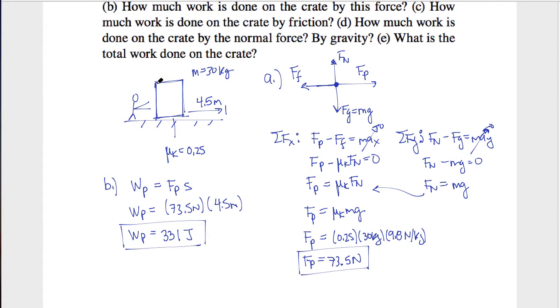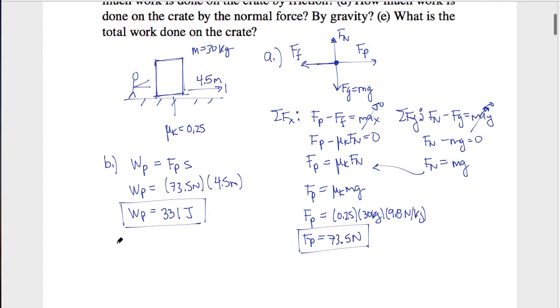Now C asks how much work is done on the crate by friction. So what we actually need to apply here is to mention that in our previous work calculation, we really should have included cosine of phi. And so for us, because our force and our displacement s are in the same direction, the angle between these is 0, and so the cosine of it is 1.